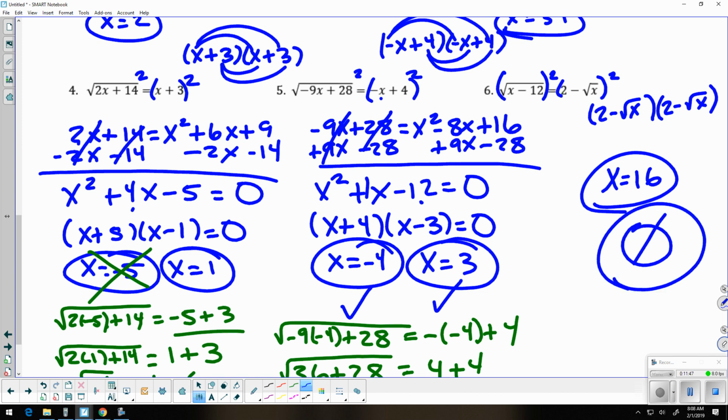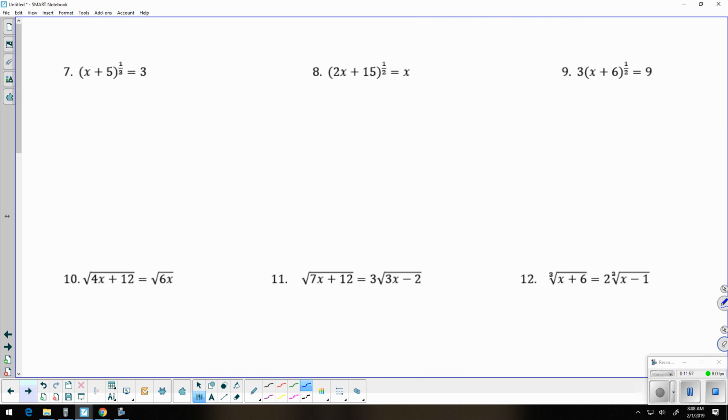Okay, so if you want to go through that one a little bit more, I'm just running out of room here, but you guys can go through that one, try one on your own, see how it all works out. But moving on to the next page, we got more examples.